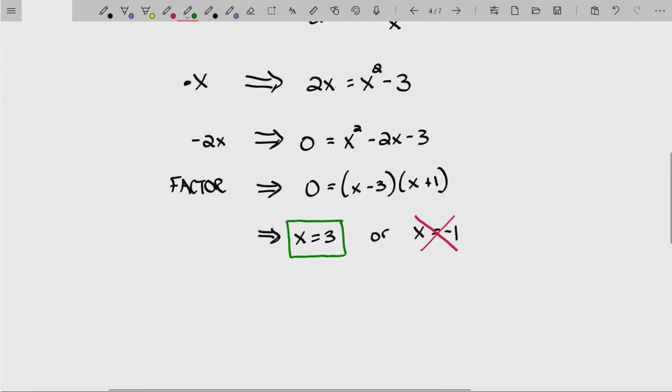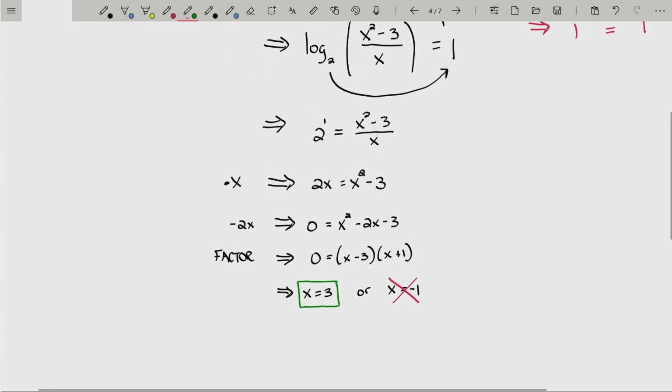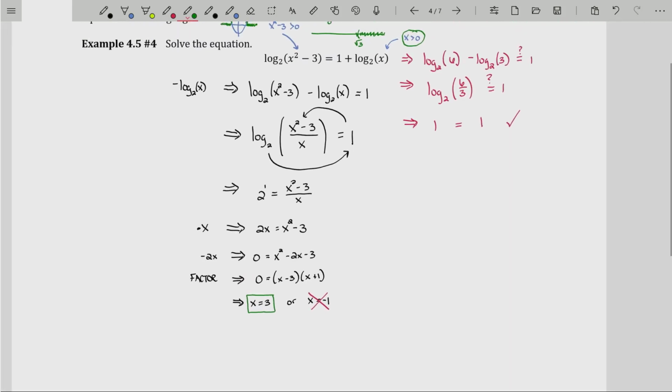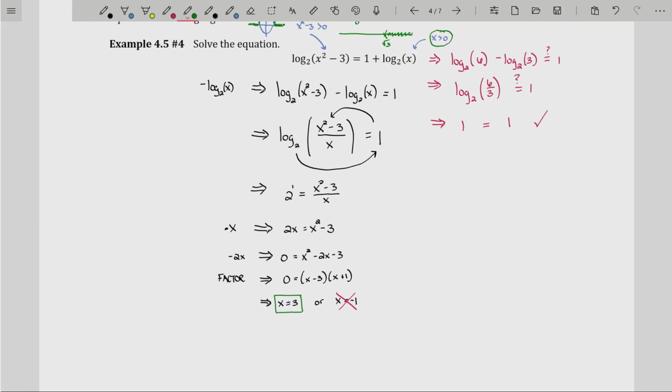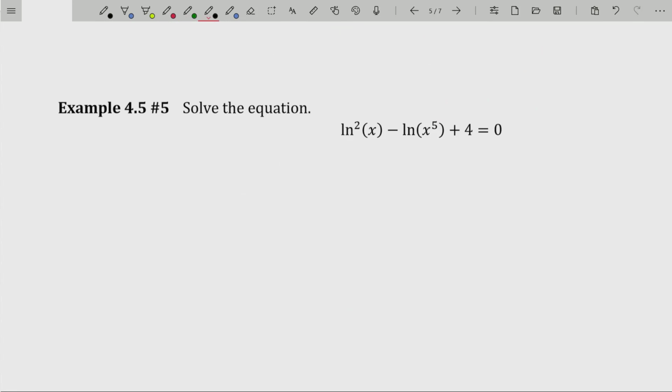So that is how you would do that. You do have to check your work with logarithms. Some wacky things can happen, so be very aware of that. Let's go ahead and try this example just for more practice.